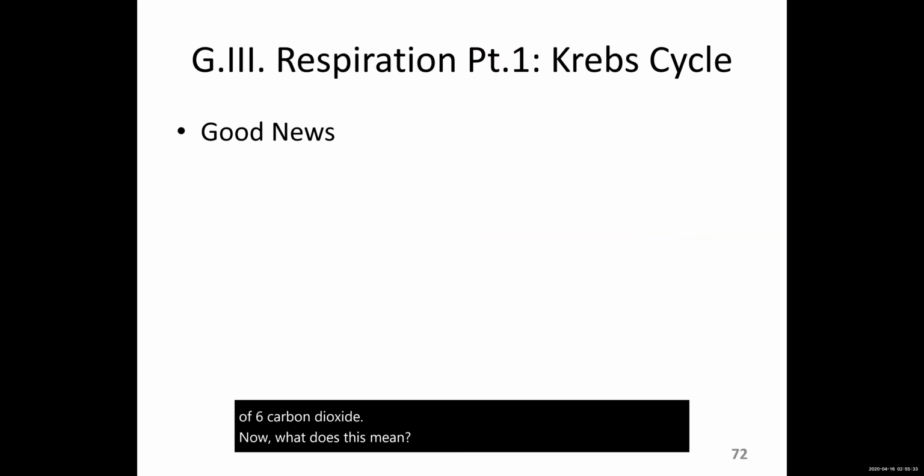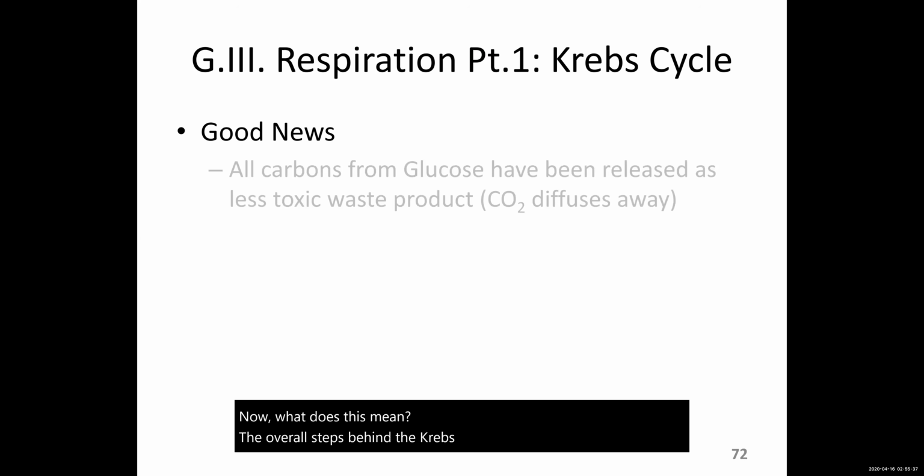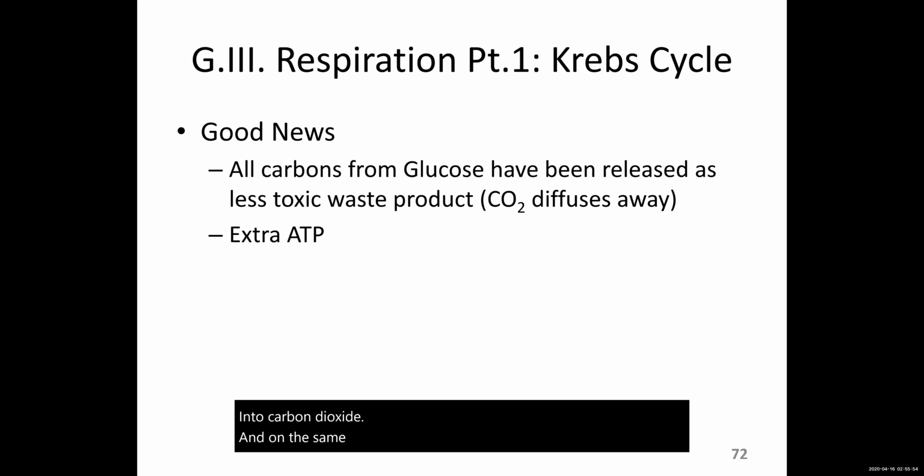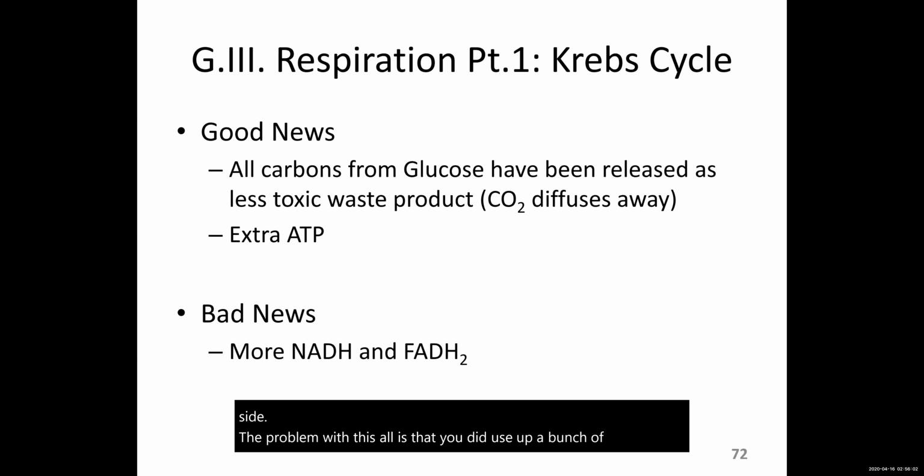The overall steps behind the Krebs cycle, the great benefit behind this, is that every single one of those carbons from glucose that ultimately turn into pyruvates now got turned into CO2. In other words, you turn all the glucose that you ate into carbon dioxide. And on the side, you actually create a little bit of energy. The problem with this all is that you did use up a bunch of those NADs and FADs.